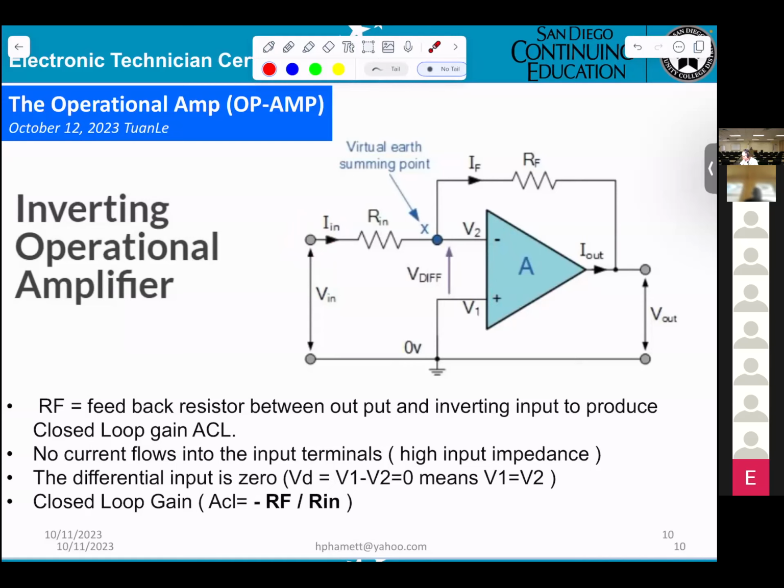So basically you see the current coming in. Go to this point. This is what they call a virtual earth summing point, or virtual ground. That means what is the voltage at this point? 0. Perfect. 0. It is not directly connected to the ground like this one. That's what they call a virtual ground. Okay. Now try to see, you get an input current coming in.